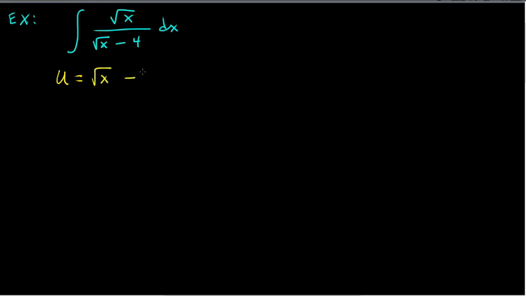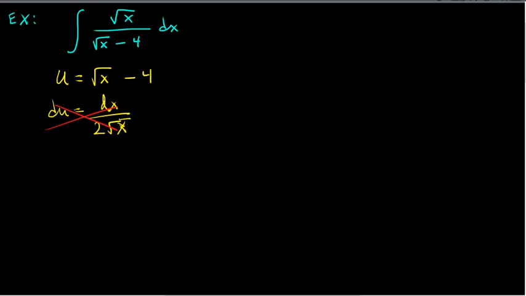So we're going to let u be the square root of x minus 4, whatever's in the denominator. So what's du going to be? Well, du is going to be the derivative of this, which is 1 over 2 square root of x. The 2 is not the issue here. We can put a 2 multiplied on the outside. So the 2 is not the problem. The problem is the square root of x is in the denominator, not the numerator. It's in the wrong place. So it doesn't look like this is going to work here.